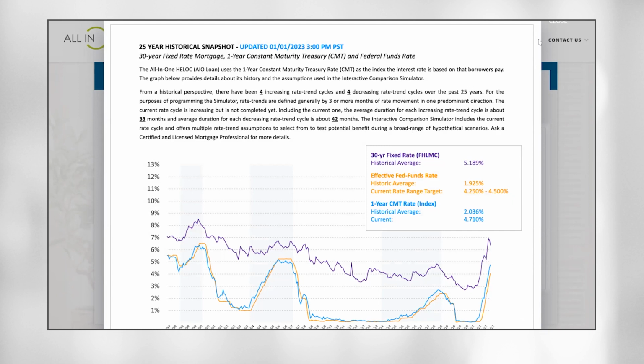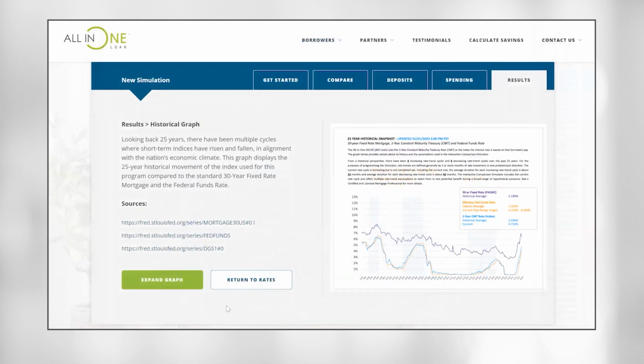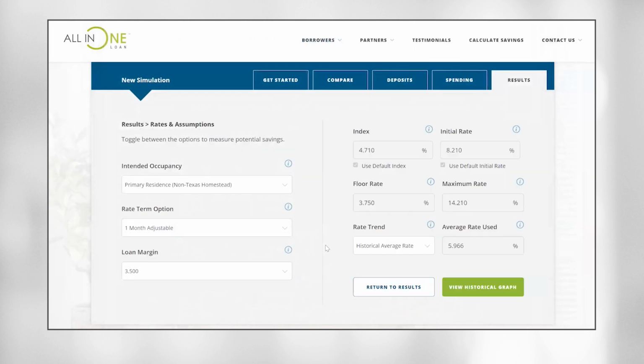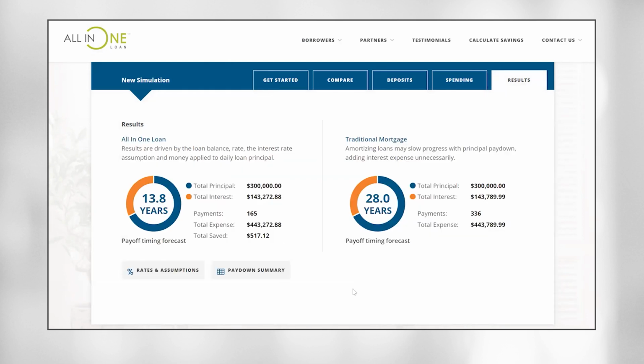So anyways, we just close out of that. Return to rates. So again, average rate used 5.966 for this scenario because that's what it's done over the last 25 years. We have no idea what it's going to do in the future, but this is about the average rate. So we're comparing this average rate to the 3% with the 30-year fixed loan. And just remember that this is a daily simple interest mortgage versus a fixed amortization 30-year interest mortgage. So let's return to those results.